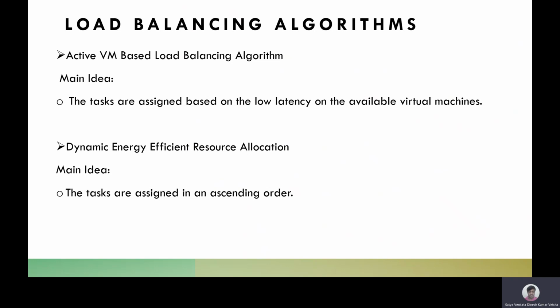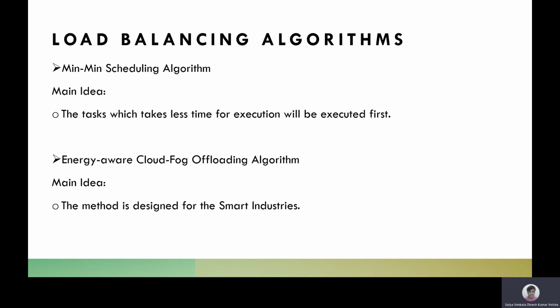The next algorithm is dynamic energy efficient resource allocation, in which tasks are assigned to the fog nodes in ascending order, that means the node which takes the minimum energy to complete the task. One more algorithm is the min-min scheduling algorithm, in which the task which takes minimum execution time is assigned to the fog node, rather than considering energy or load. They are not considering the load of the fog node and also the energy of the fog node.